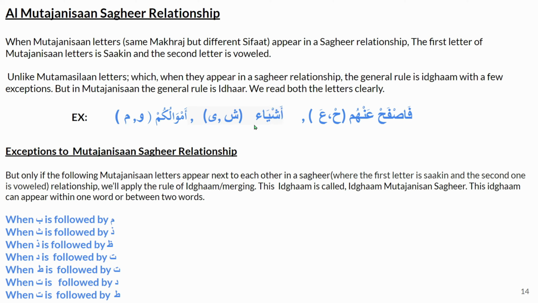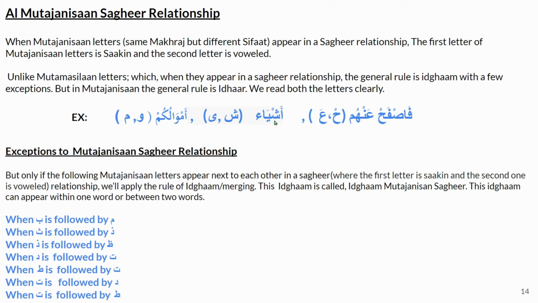And in the next example, we can see letter sheen and letter ya. They are mutajaanisaan letters because they share the same makhraj. They are coming from the middle of the tongue, but they differ in sifat. Letter sheen is a letter of hams, while letter ya is a letter of jahar. And letter sheen also carries the characteristic of tafashi. And when letter ya is sakin preceded by a fatha, it carries the characteristic of lean. And they are in a saghir relationship.